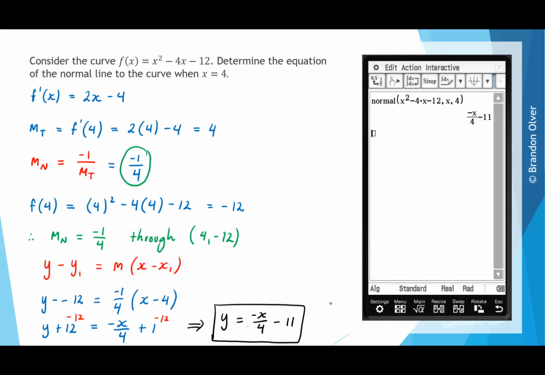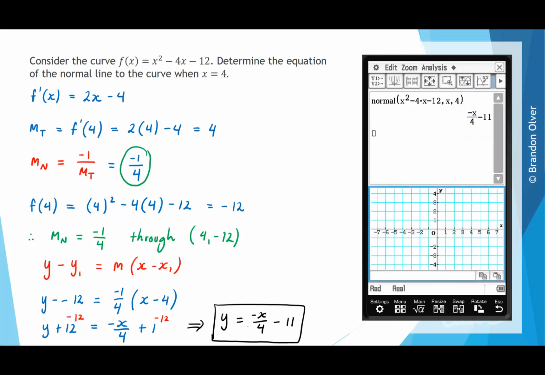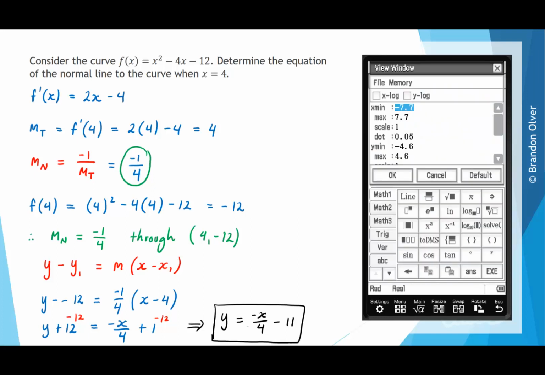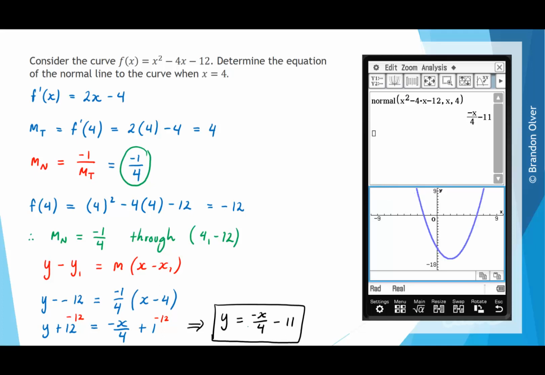And that tells us that the normal to the curve f of x at x equals 4 has the equation -x divided by 4 minus 11, which is the same as what we found by hand earlier. What we'll also do in this video is quickly have a look at the graph of this. So if we drag x squared minus 4x minus 12 down into the graph screen, and we quickly resize it by pressing this button, we'll change it to be from -10 to 10, and then y minimum of -20 until 10, and that should give us a nice view of this parabola.